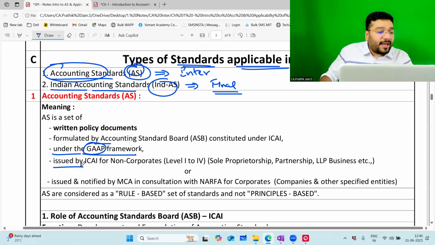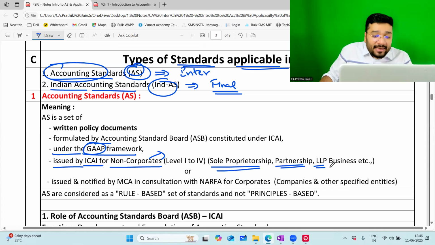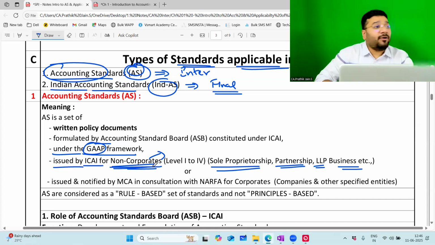So this is issued by whom? ICAI for non-corporates. What is non-corporates? Sole proprietorship concern, partnership concern, LLP, business. All these business people have to follow accounting standards. These are called non-corporates. Sir, are you trying to tell me a pav bhaji wala, pani puri wala is supposed to follow accounting standard? The answer is yes. You go and ask Babu pani puri wala, Anna, what are accounting standards? Tell.